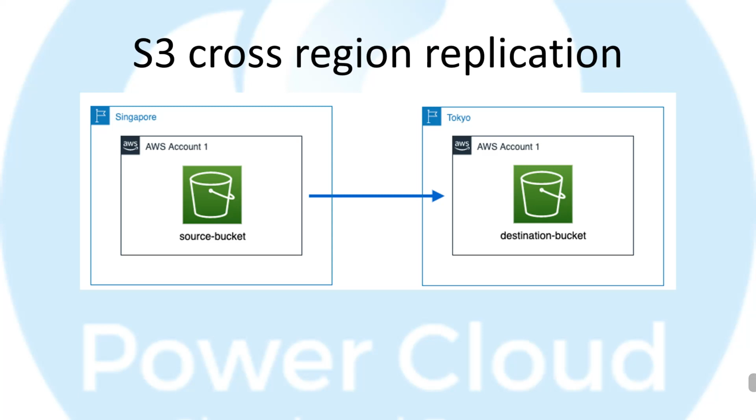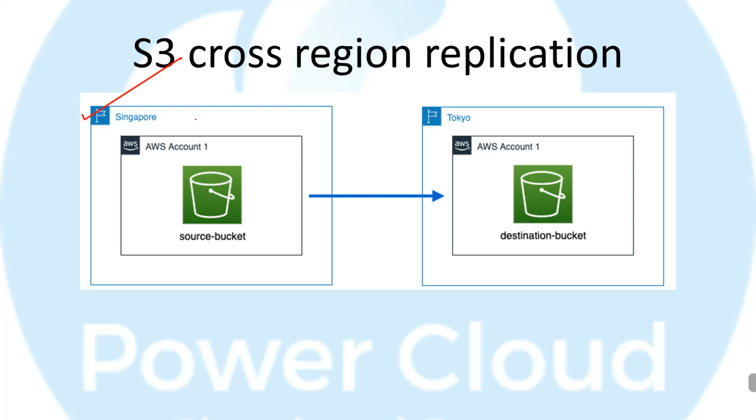Suppose we have a bucket in the Singapore region, right? You can see this is the Singapore region, so this bucket is in the Singapore region. Why will we use this? The reason is, suppose for any reason the bucket is deleted or there are any losses in the bucket, then there is a backup.